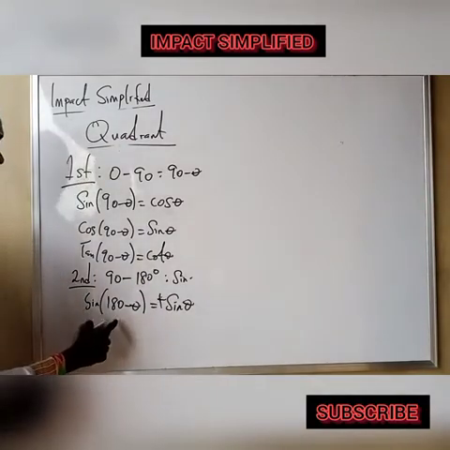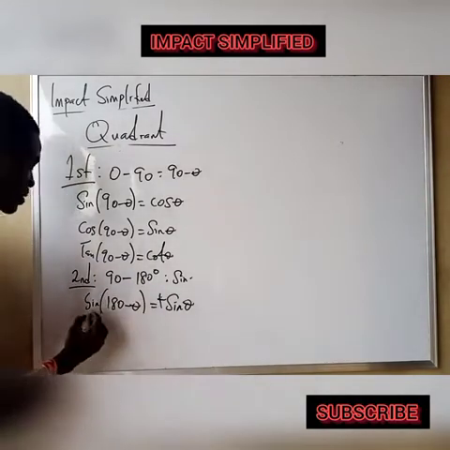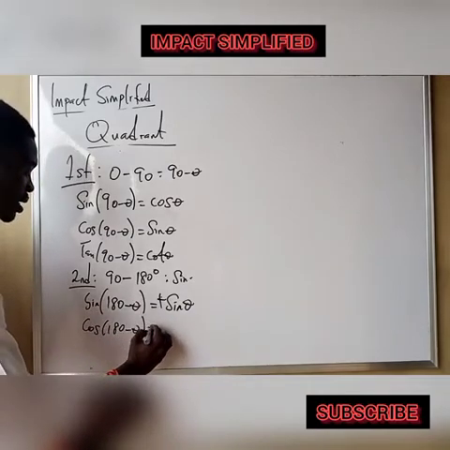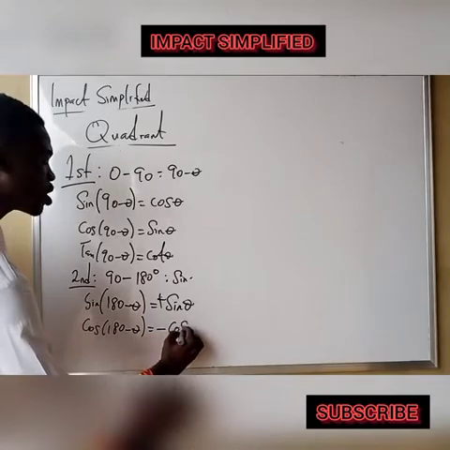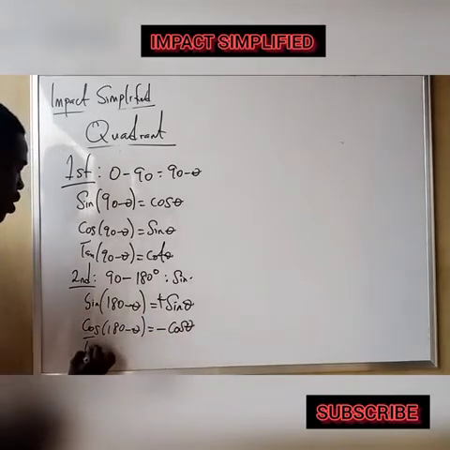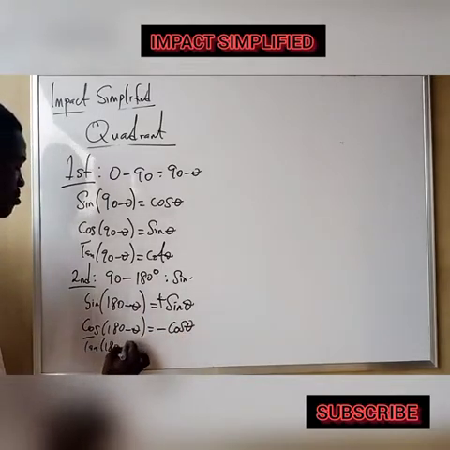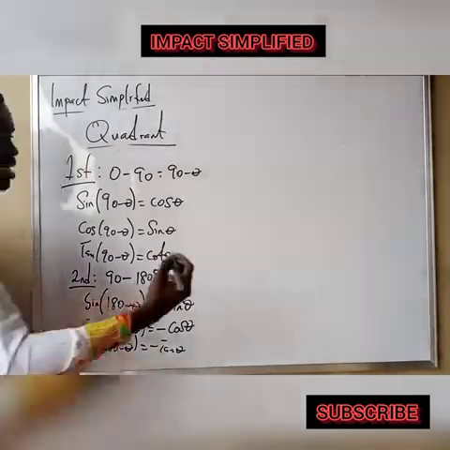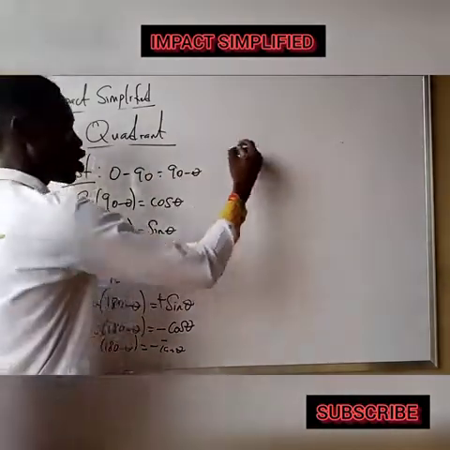That means sine 180 minus theta is equal to what? Sine theta. And that means cos 180 minus theta is equal to what? Minus cos theta. And when we have tan 180 minus theta, that will give us minus tan theta. Do we get that? And that also applies to all other quadrants.